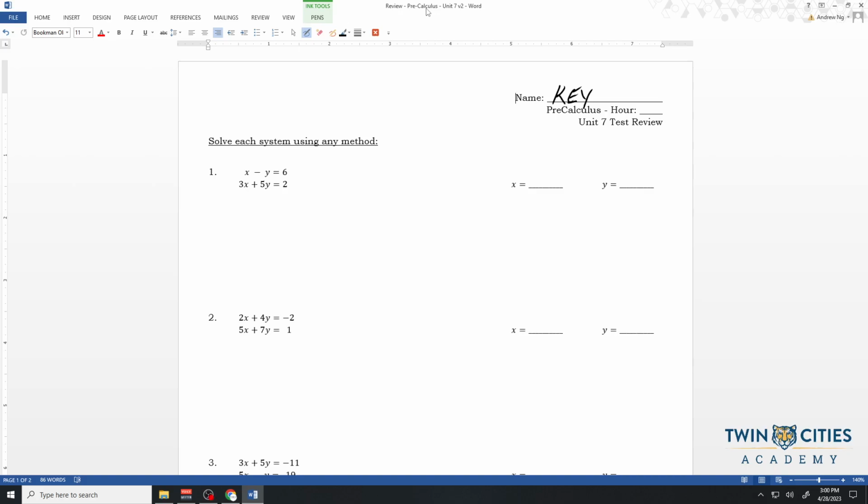Today we'll be working on the Unit 7 test review. This is going to be all about systems of equations, and you can solve many of these problems using the substitution or the elimination methods.